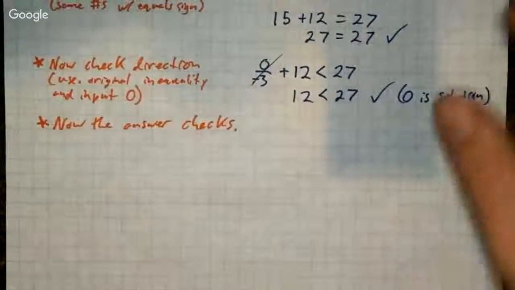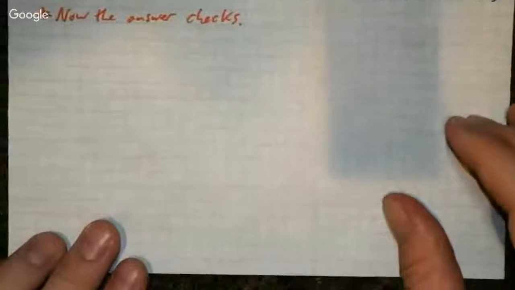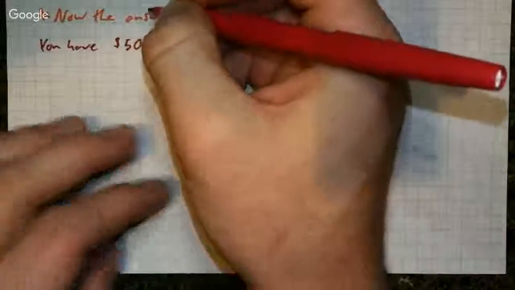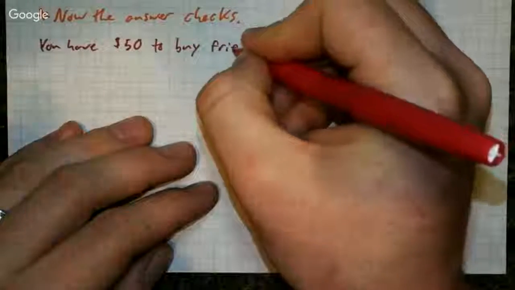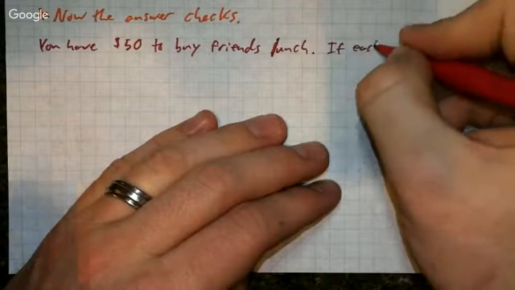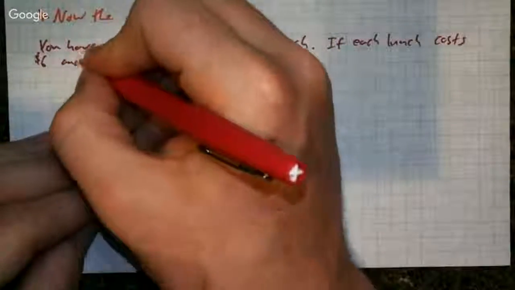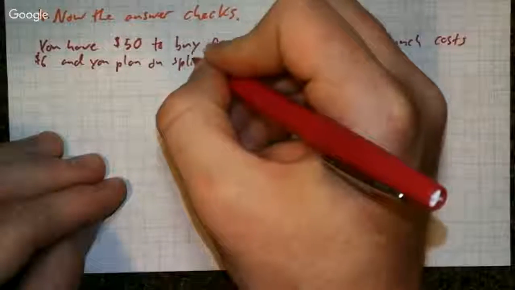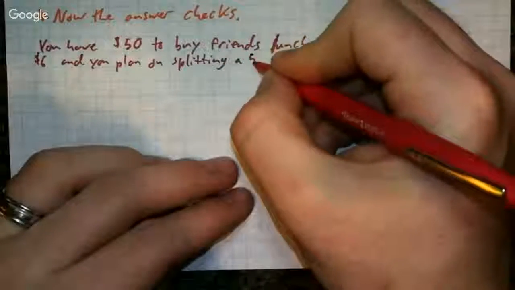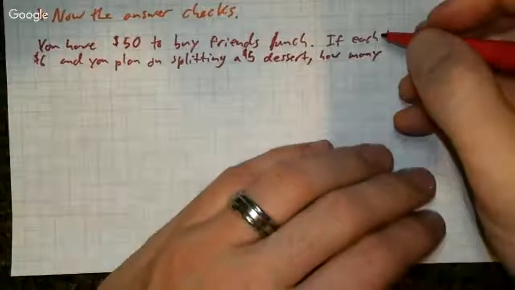Okay, let's do one more, and this one's going to be a bit of a word problem. This is a mathematical problem, like our standard says, but let's try a real-world problem. Okay, here we go. You have $50 to buy friends lunch. If each lunch costs $6 and you plan on splitting a $5 dessert, how many friends can you bring?